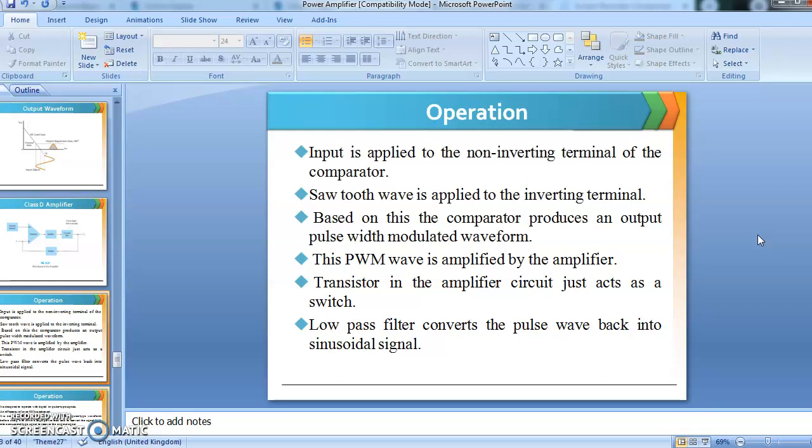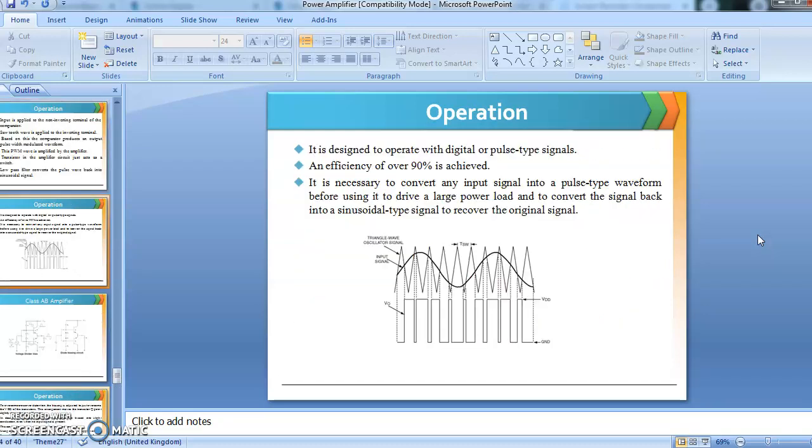Here the input is applied to the non-inverting terminal of the comparator. The sawtooth waveform is applied to the inverting terminal. Based on this, the comparator produces the output pulse width modulated waveform. This waveform is amplified by the amplifier. The transistor in the amplifier circuit just acts as a switch. The low pass filter converts the pulse waveform back into the sinusoidal signal. Here the theoretical efficiency of the class D power amplifier is 90%, and this is the waveform of the class D power amplifier.